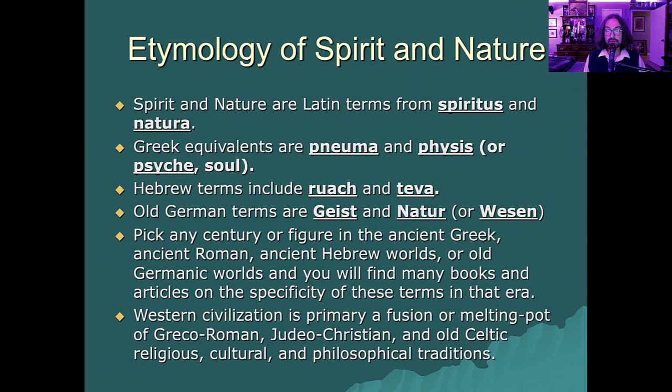Greek near equivalents, although as we'll see there really are no equivalents when we translate fundamental words like this between languages, but the closest thing we can find is for spiritus, the Greeks say pneuma, and for natura, they say phusis. And also sometimes related to phusis and its pneuma, or nature, and its spirit, is psyche, or soul. The Hebrew term for spirit is ruach, and the Hebrew term for nature is teva. The Old German terms are Geist and Natur, or sometimes in earlier High German, before Latinization, Wesen.